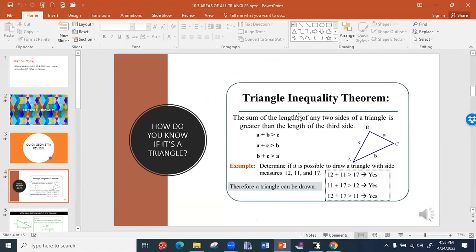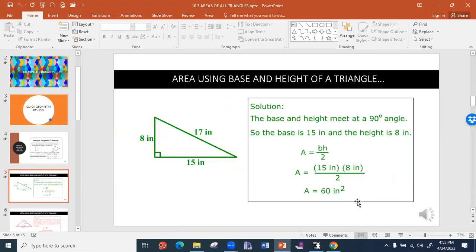Three sides can make up a triangle as long as the sum of two sides is always greater than the third side by itself. If you look right here at the example, we have 12, 11, and 17, and you can see that at all times, the sum of two sides is always greater than the other side. Okay.